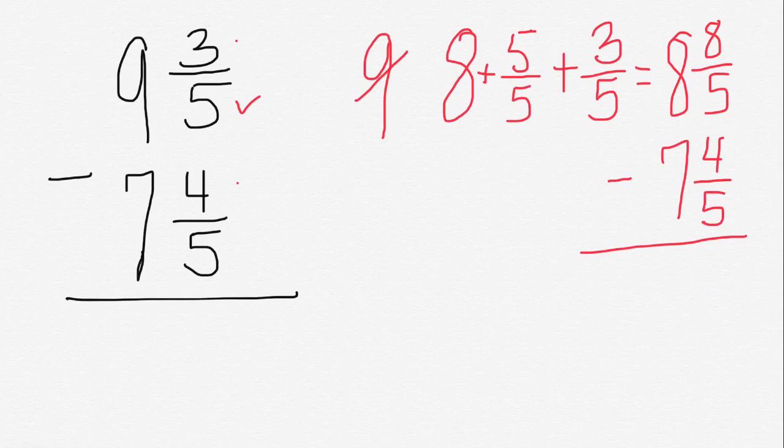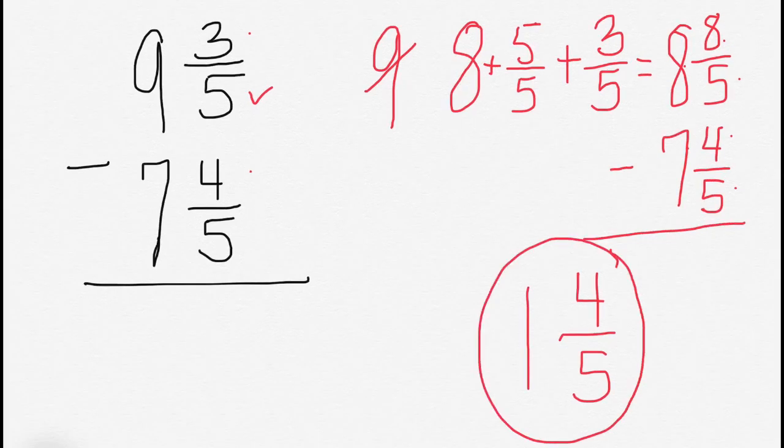I now can subtract my numerators because I have the same denominator and I have enough to subtract. So I'm going to move the answer over here. So 8 minus 4 would give me 4 over 5, and then 8 minus 7 would give me 1. So I would get 1 4/5 as my answer.